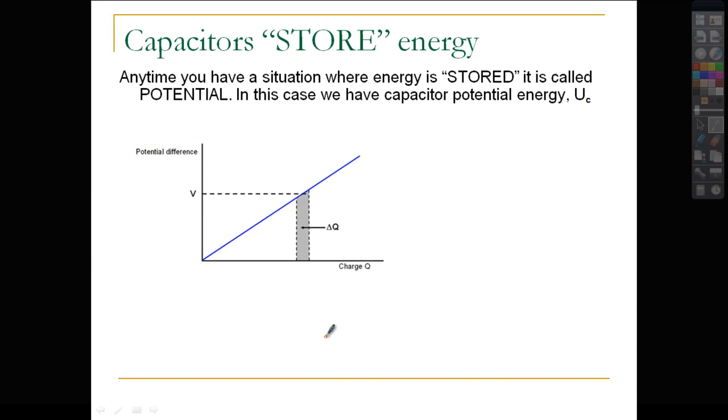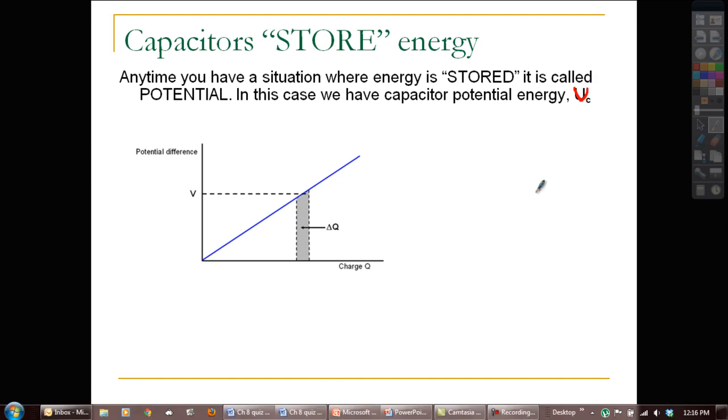Capacitors store energy, we already know this. Anytime you have a situation where energy is stored, it is called a potential. In this case, we have a capacitor with potential energy. We got to change this to VC. So here is a little drawing. The charge goes up, the potential difference goes up too.